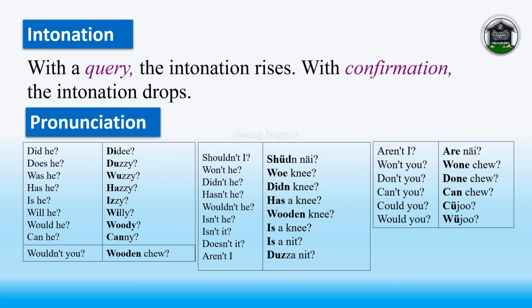Pronunciation. Did he? Does he? Was he? Has he? Is he? Will he? Would he? Can he? Wouldn't you? Shouldn't I? Won't he? Didn't he? Hasn't he? Wouldn't he? Isn't he? Isn't it? Doesn't it? Aren't I? Won't you? Don't you? Can't you? Could you? Would you?